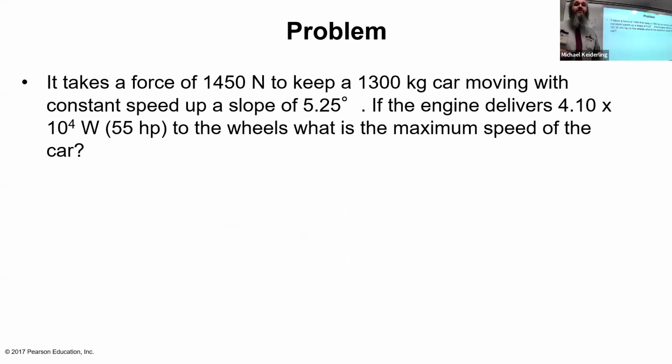So here, if it takes a force of 14,050 newtons to keep a 1,300 kilogram car moving with a constant speed up a slope of 5.25 degrees, if the engine delivers 4.10 times 10 to the 4 watts, 55 horsepower, to the wheels, what is the maximum speed of the car?